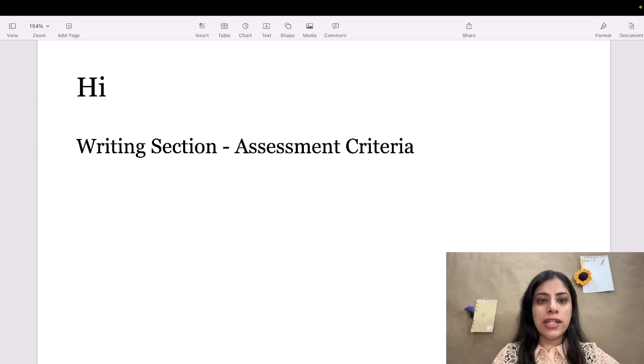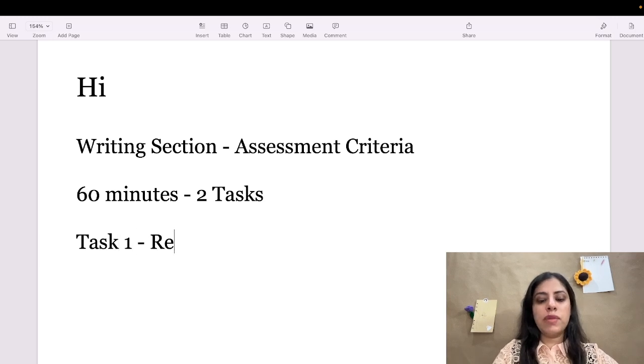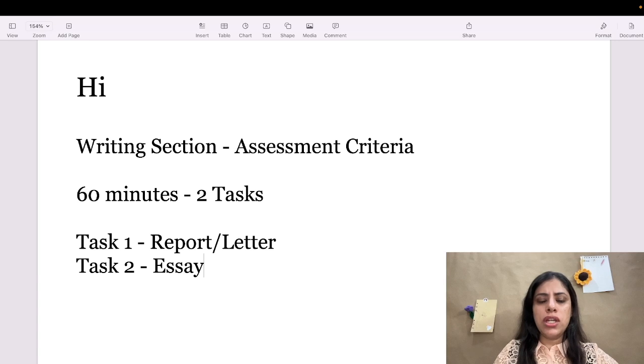So let's get started. First of all, quickly I'll tell you the different types of questions in the writing section. In the writing section you are given 60 minutes, and in these 60 minutes you have to complete two tasks. Task 1 is an academic report writing in case of your academic exam, but in case you are going for a general training exam, then it's a letter. And task 2 is the same for both of these.